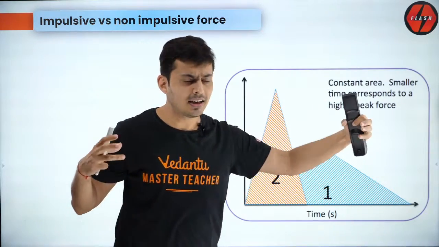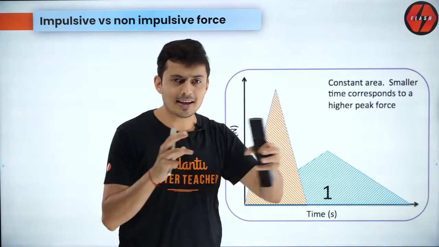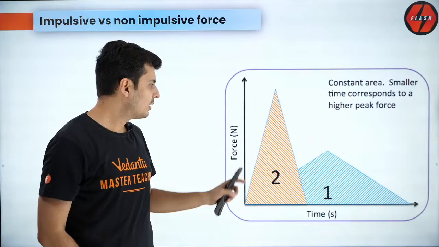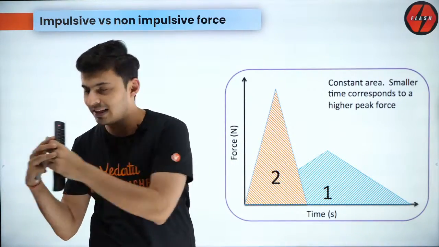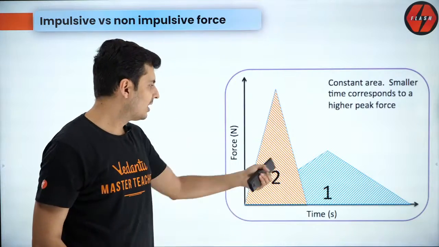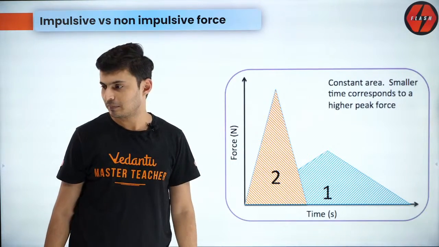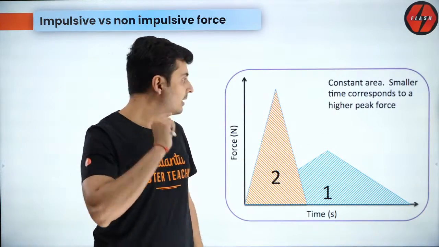And that spring getting compressed and then going back. Is it 1 or 2? Come on guys, the spring getting compressed and then going back. What kind of graph should it resemble? 1. Okay.